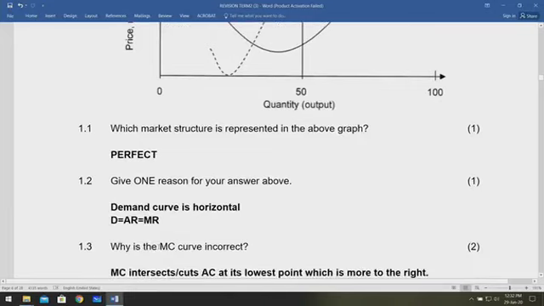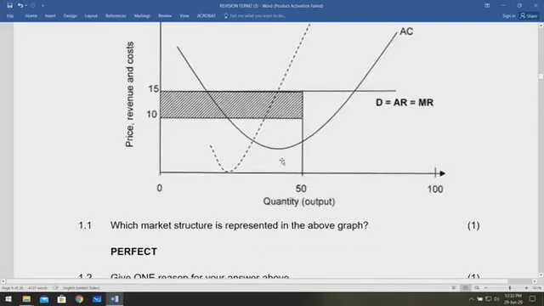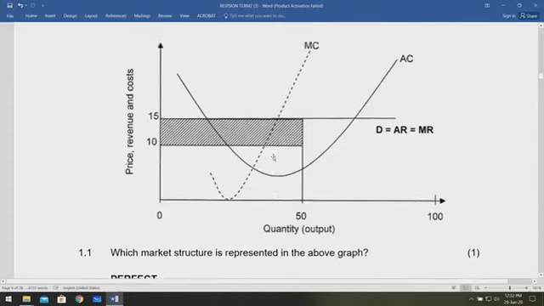Right. Then why is the MC curve incorrect? Remember I said to you at the start, when I looked at this graph, I could immediately see this MC curve as incorrect. The reason is that your MC curve should always cut your AC curve where AC is at its lowest. So it should have cut the AC curve here, at this point. Please remember that, because you could also be asked to draw this graph and you must then ensure that your AC goes through that point there.